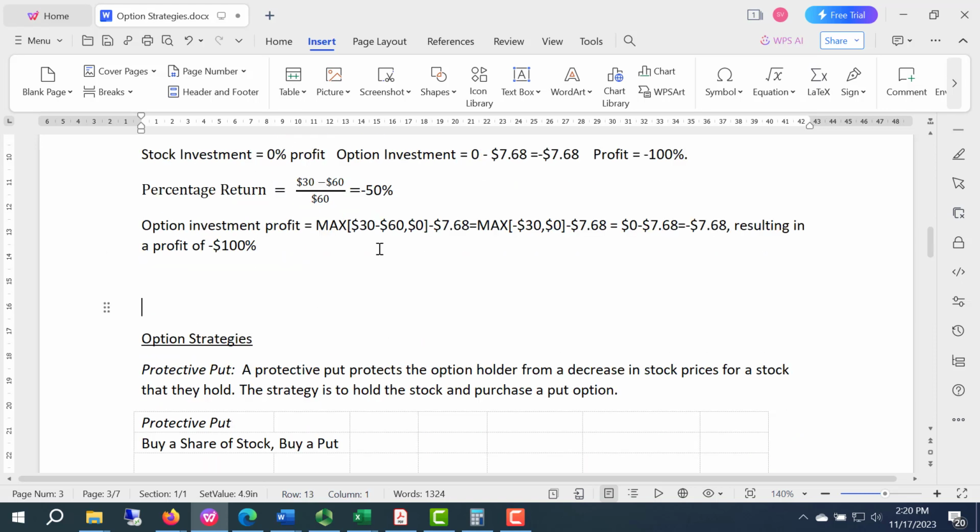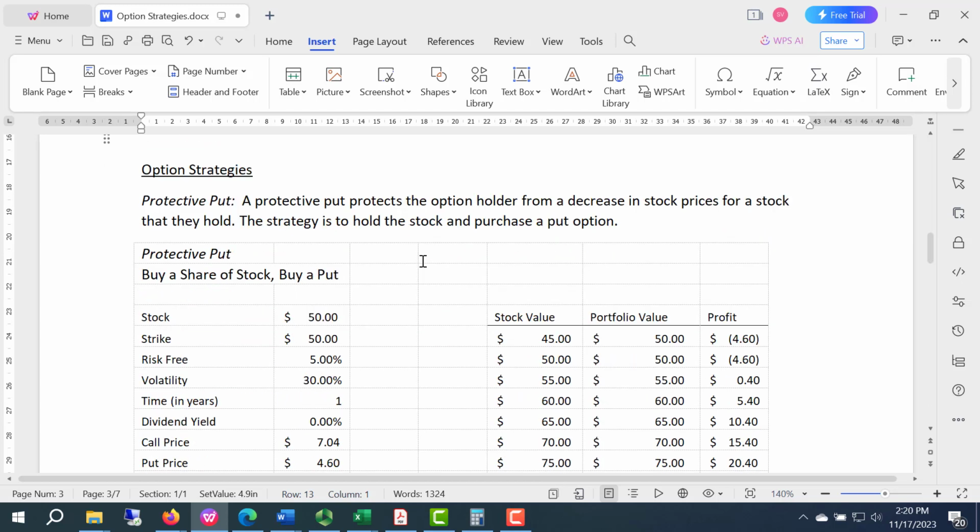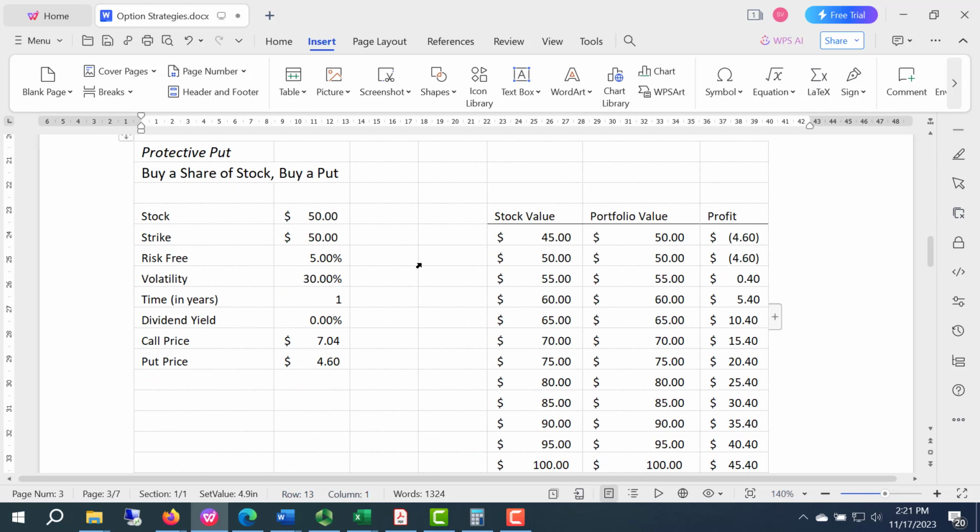So now we're going to go through the different option strategies. The first one is referred to as a protective put. A protective put protects the option holder from a decrease in the stock price for a stock that they hold. The strategy is to hold the stock and purchase the option. So you will own 1 share of the stock and purchase 1 put option on that stock. What you're trying to do here is avoid the loss of the stock price falling.